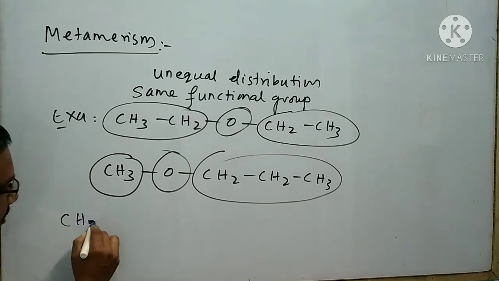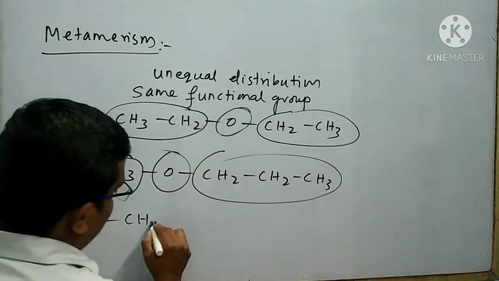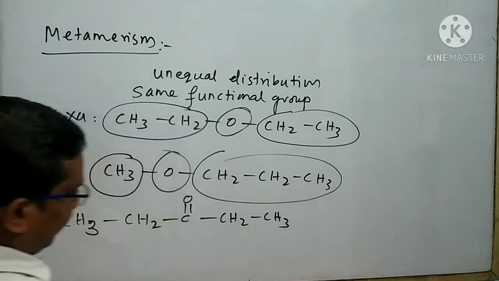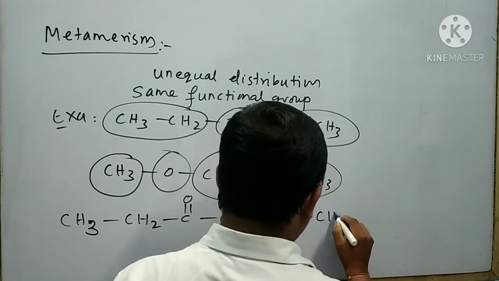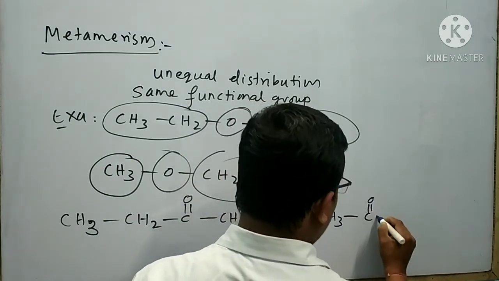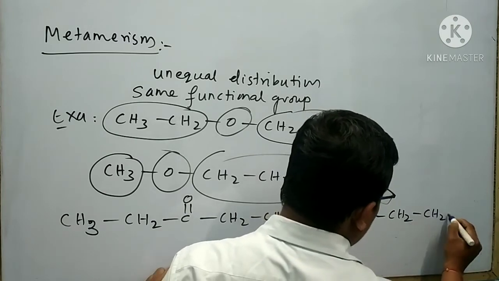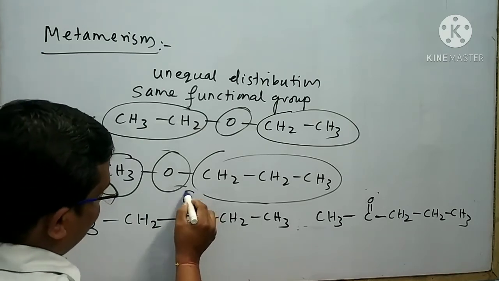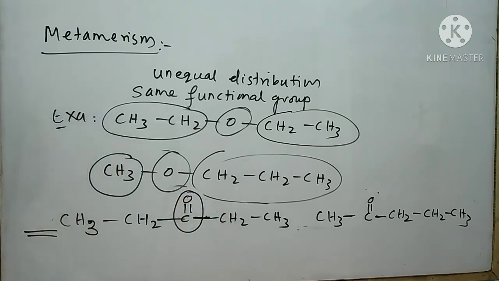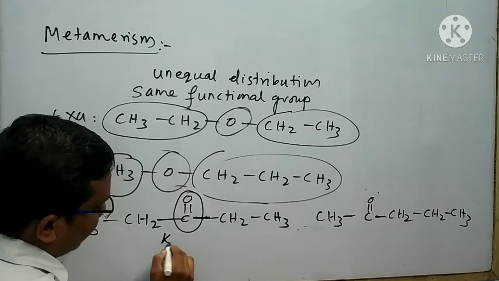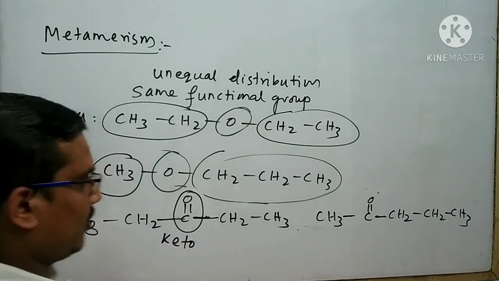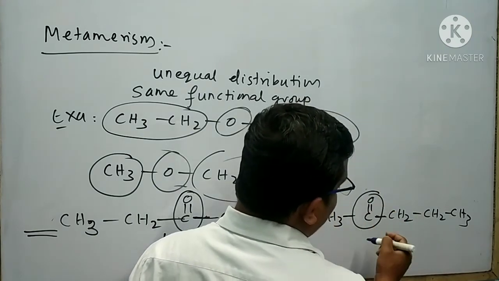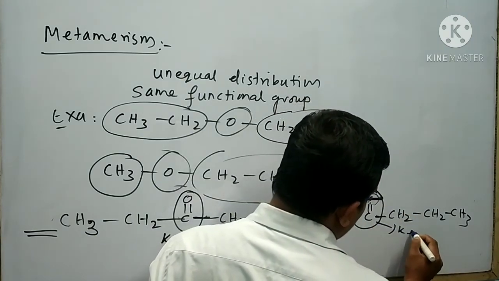Take another example: CH3-CH2-C=O-CH2-CH3. I can write another example: CH3-C=O-CH2-CH2-CH3. Look at that. In this organic compound, this is the functional group. The name of this functional group is keto. In the second organic compound, this is the functional group, and the name of this functional group is also keto.